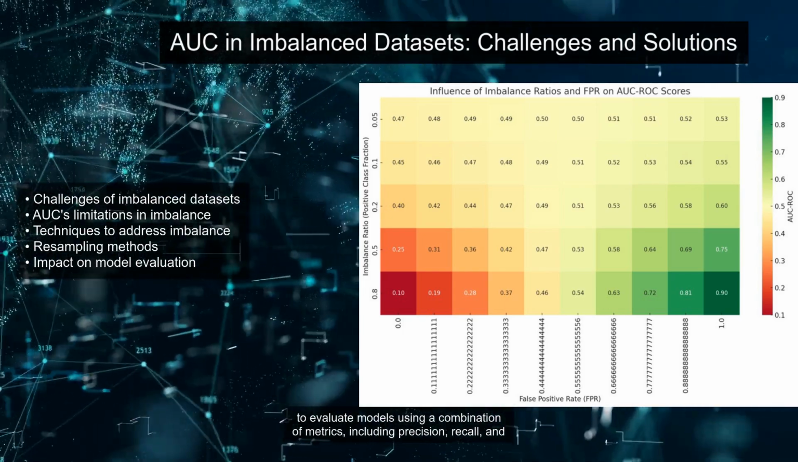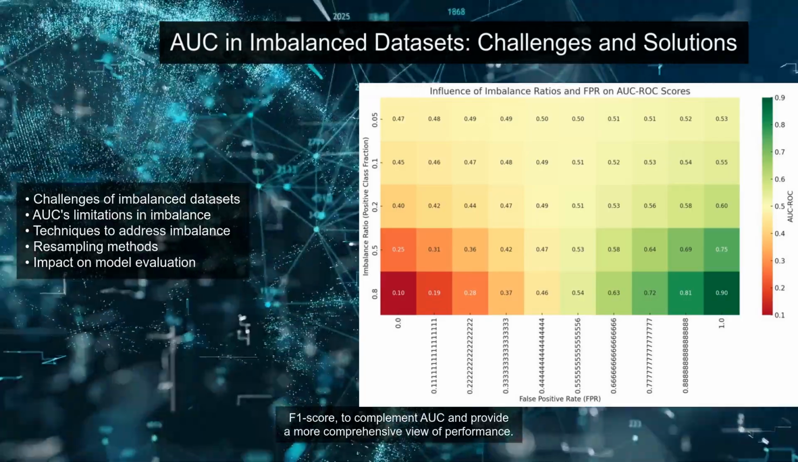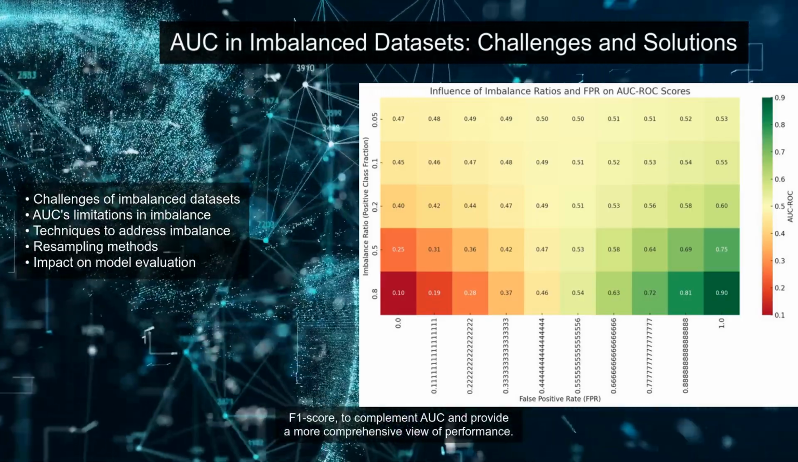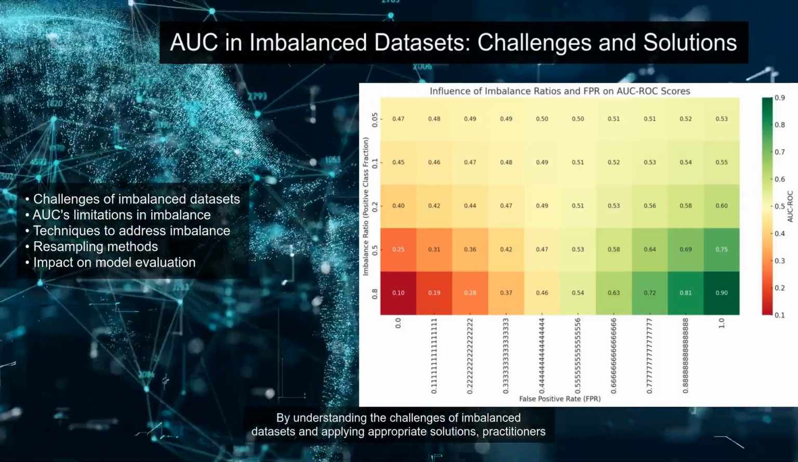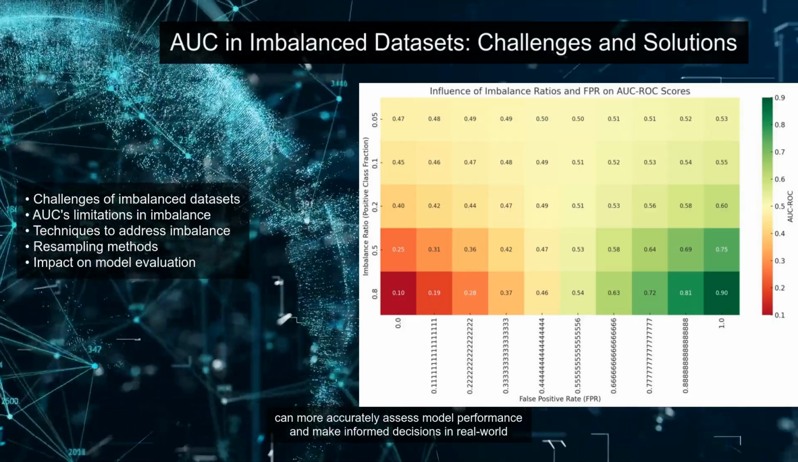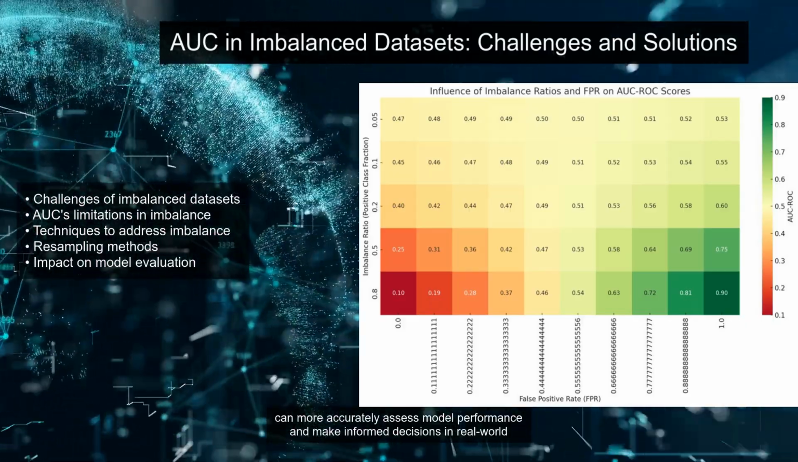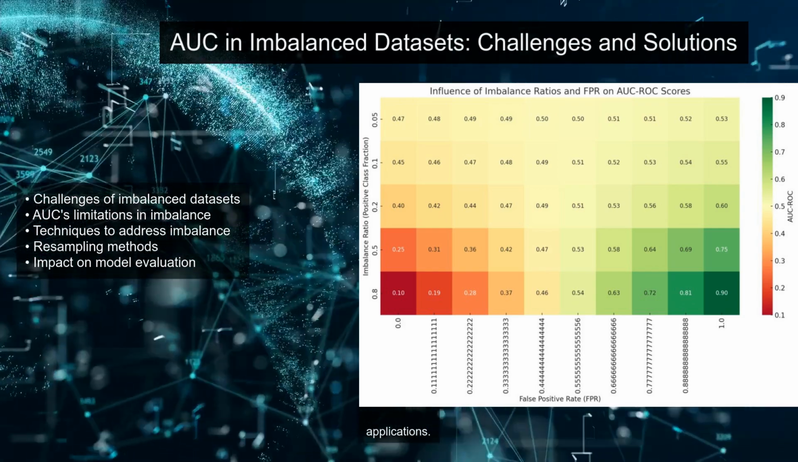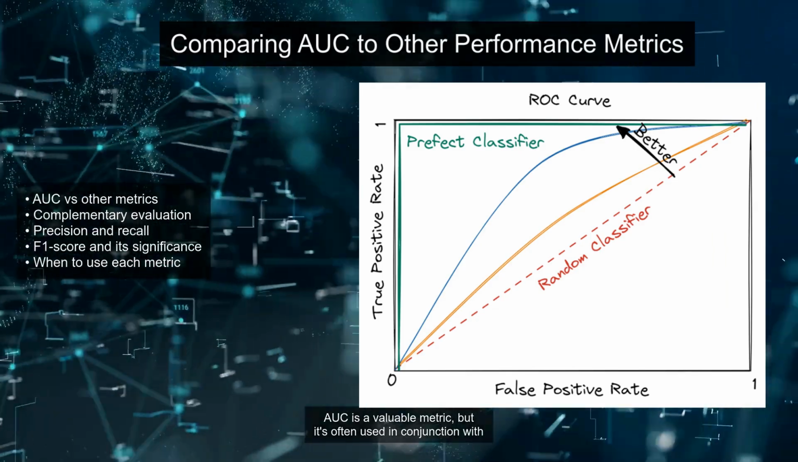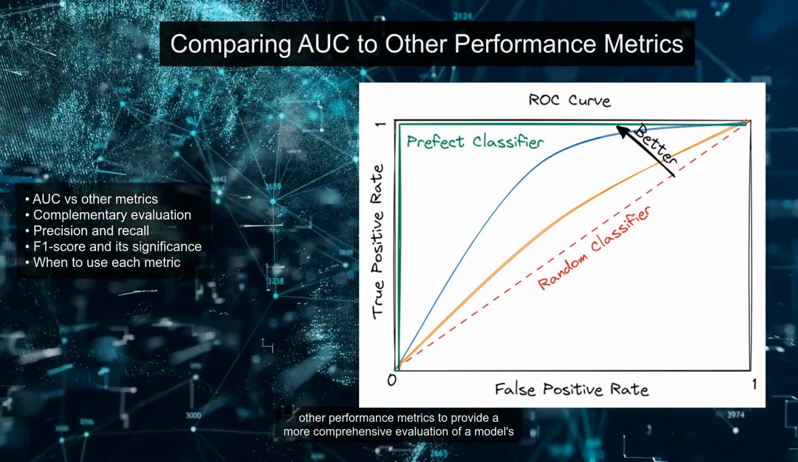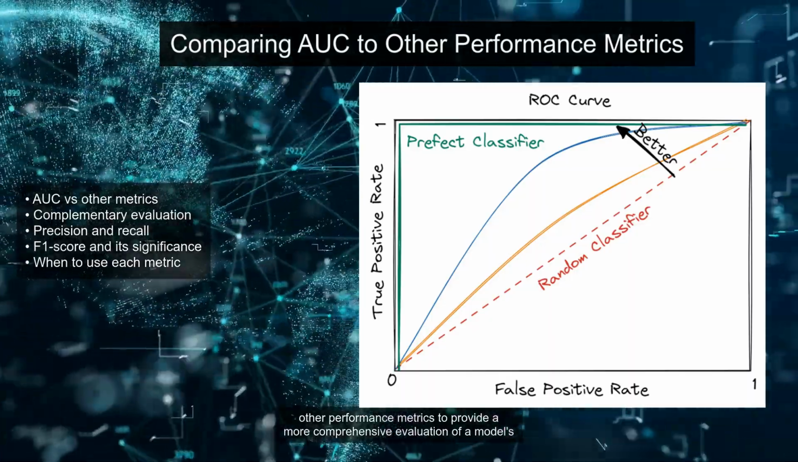It's essential to evaluate models using a combination of metrics, including precision, recall, and F1 score, to complement AUC and provide a more comprehensive view of performance. By understanding the challenges of imbalanced datasets and applying appropriate solutions, practitioners can more accurately assess model performance and make informed decisions in real-world applications. AUC is a valuable metric, but it's often used in conjunction with other performance metrics to provide a more comprehensive evaluation of a model's performance.